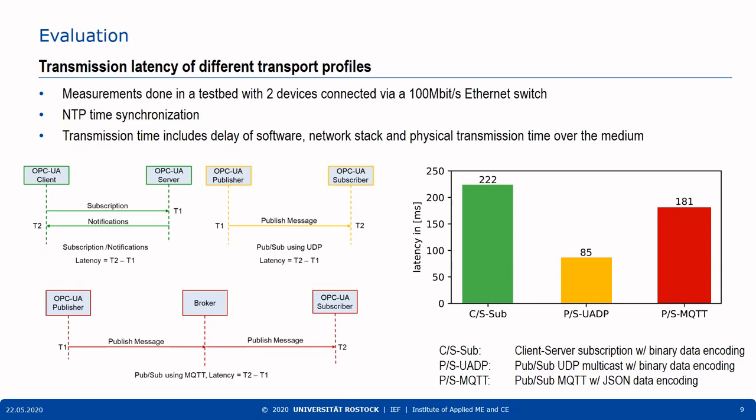As you can see, MQTT ranges in between client-server subscription and UADP. So UADP is the fastest one, and client-server subscription was the slowest one. MQTT was exactly in the middle.